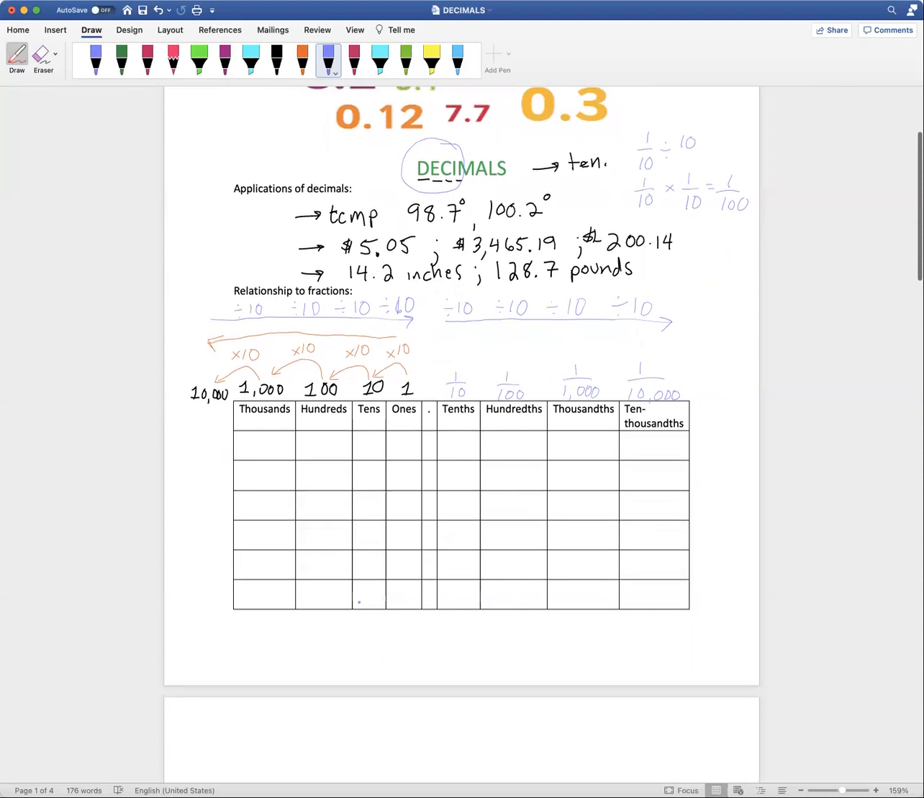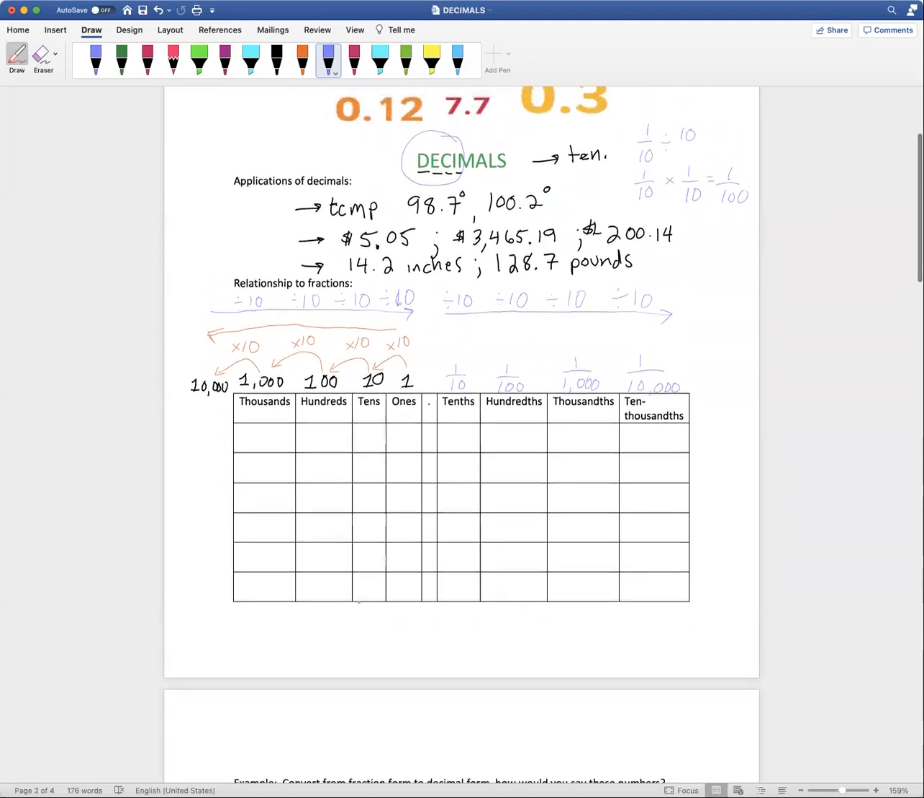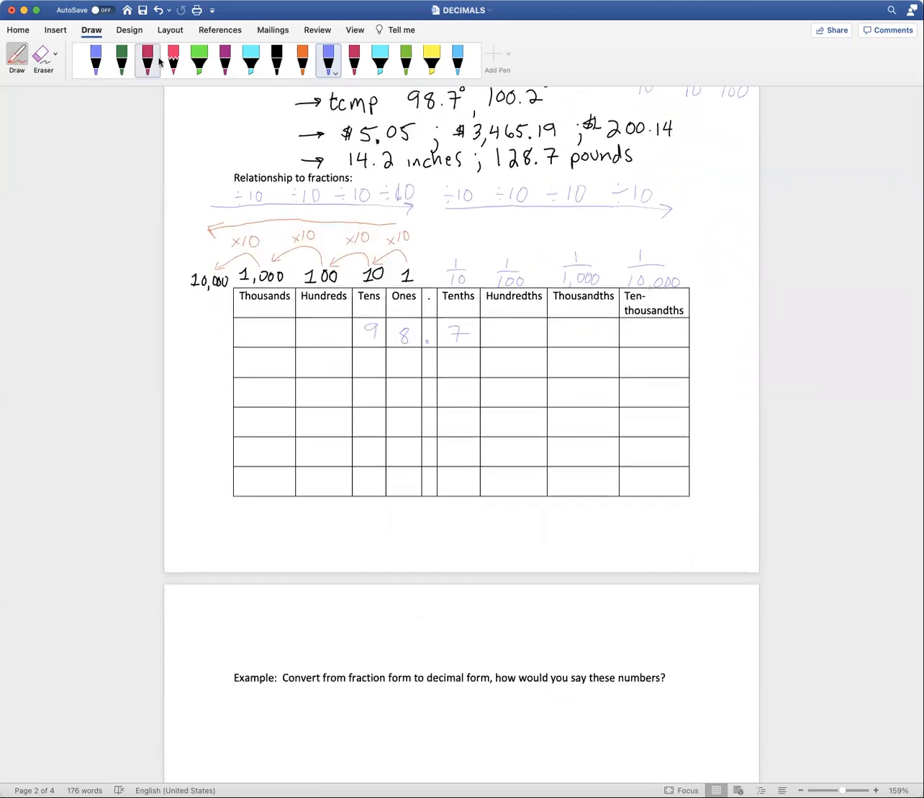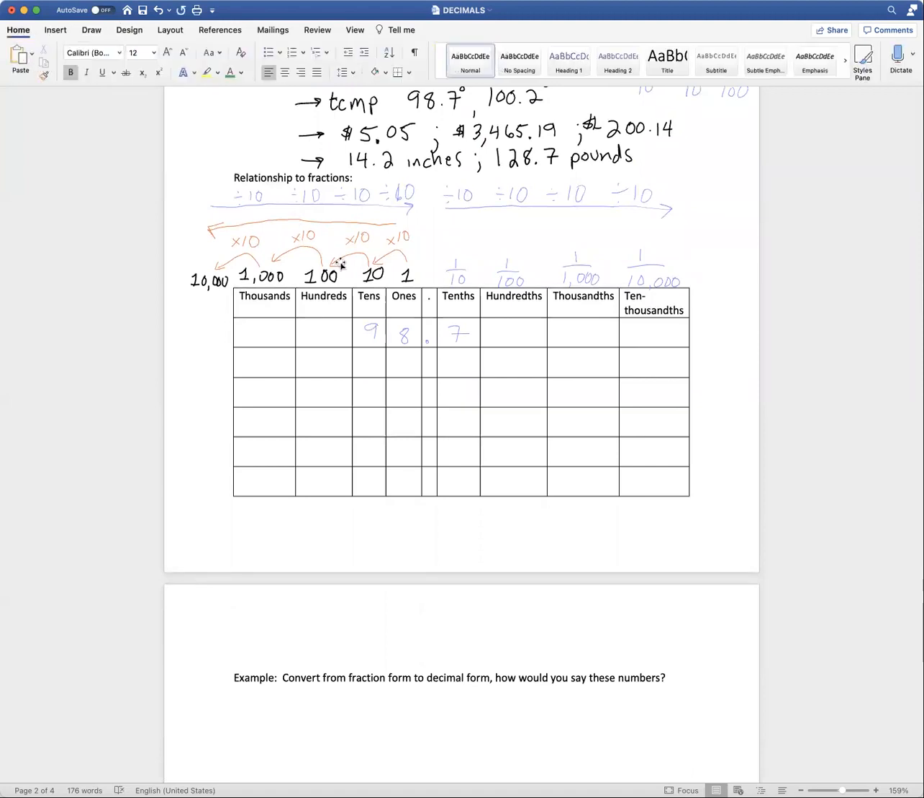I'm going to put some numbers up here. Let's write a number like this. Like, let's look at some of these numbers that we wrote up here. If we have a temperature that's 98.7 degrees, what does that mean if we have a temperature that is 98.7 degrees? Well, I'm just going to give it a little bit of space over here so we can write it down over here.